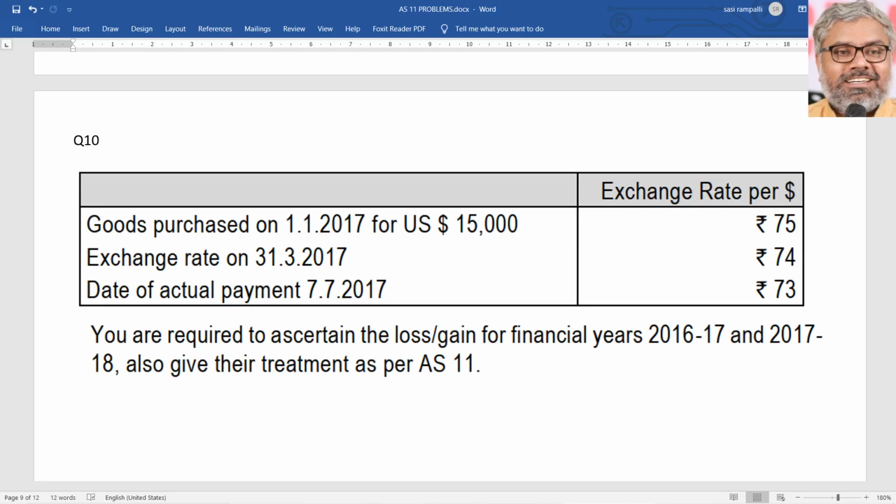However, already creditors in our books of accounts, originally which we recorded at 75 rupees, later we have reduced 15,000 from them. They are shown at 11,10,000 rupees. Now we have to further reduce another 15,000 from them and pay them only 10,95,000 rupees, which is 15,000 into 73. What should be the entry?